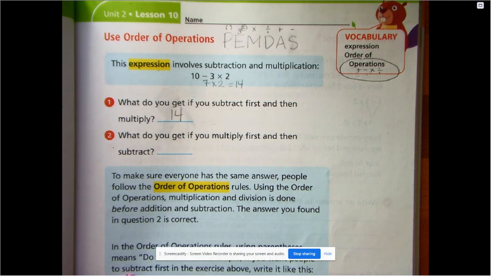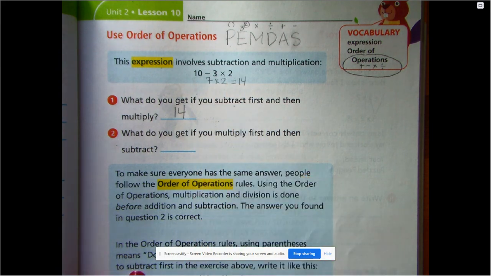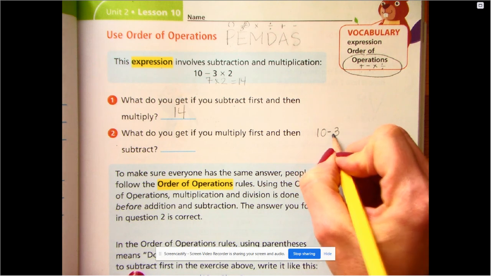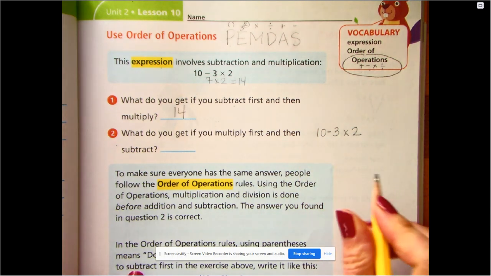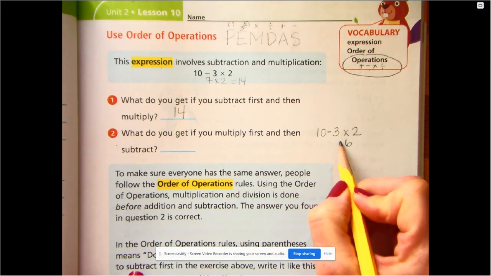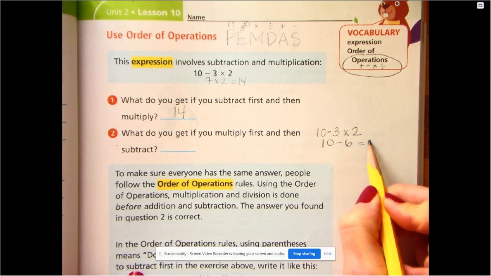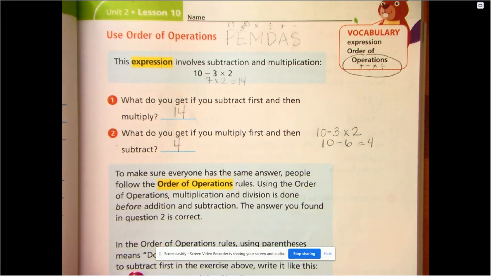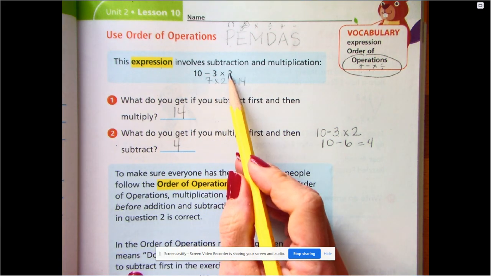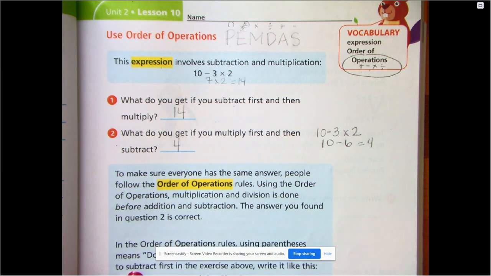I'd like you to write the same thing. What do I get if I multiply first and then subtract? So I'm going to rewrite that expression right here. Let's multiply first. 3 times 2 is 6. And then I still need to subtract that from 10. 10 minus 6 equals 4. Well, those are two very different answers with the exact same numbers, right? The operations, nothing changed. We just did it in a different order.